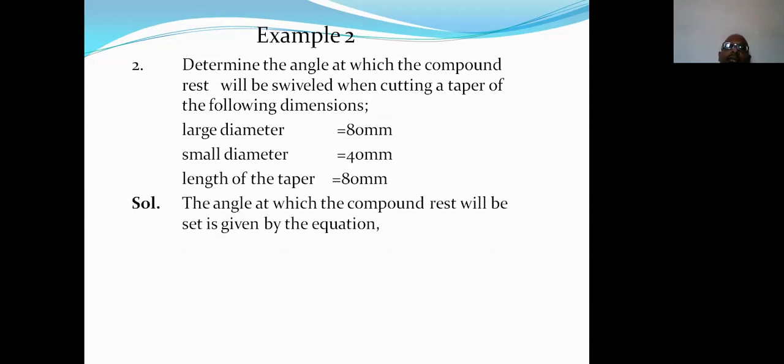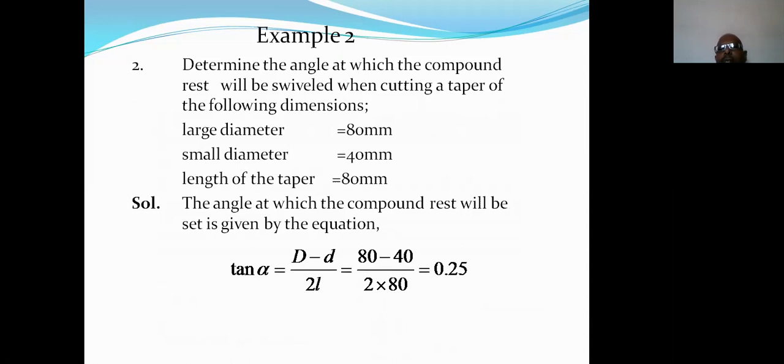So the compound rest angle will be given by the equation tan alpha equals capital D minus small d by 2L, which equals 0.25. By using the inverse trigonometric function, alpha equals 14 degree 2 minutes. Generally, on the compound rest it is not possible to adjust to exact degrees, minutes or seconds. So in that condition, the compound rest is adjusted to the nearest degree. By rotating the compound rest over the cross slide to an angle of 14 degree, this particular taper turning is produced.